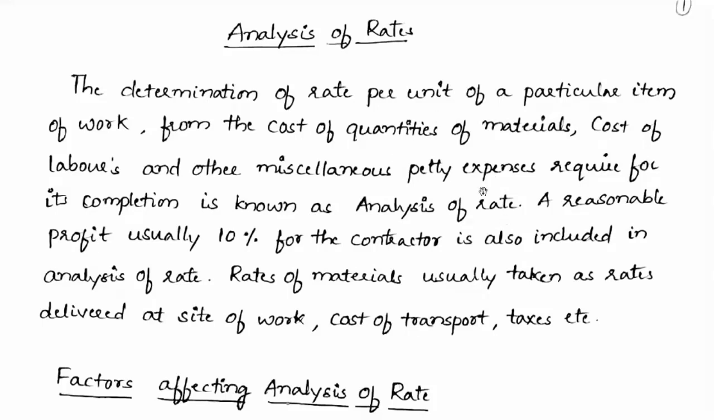Above these rates, we usually add 10% as contractor's profit. Why? Because the contractor also requires certain money for doing the work. So we add 10% extra as the contractor's profit. Next is the rate of materials that we are going to charge. It is inclusive of the material delivered to the site of work, including the cost of transportation, taxes, etc. Everything is inclusive in the rates you charge, so you cannot add anything extra again.